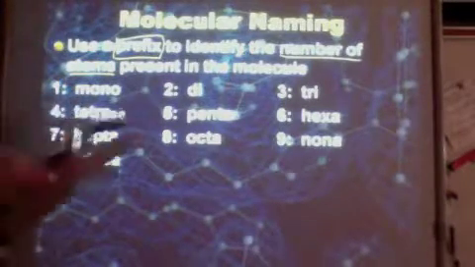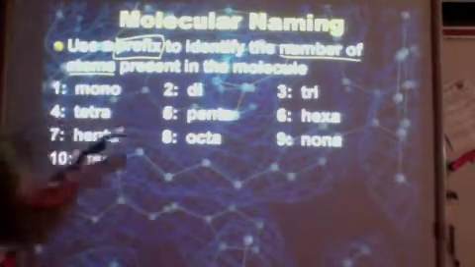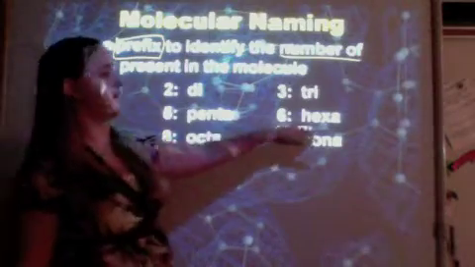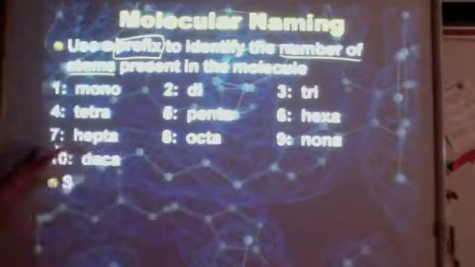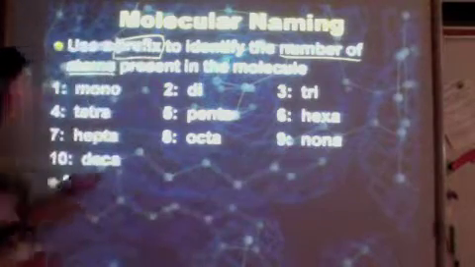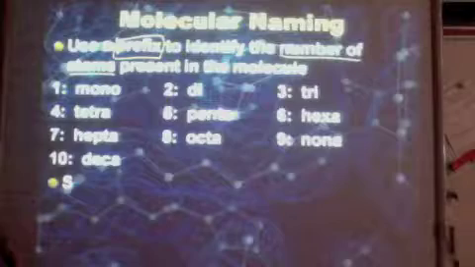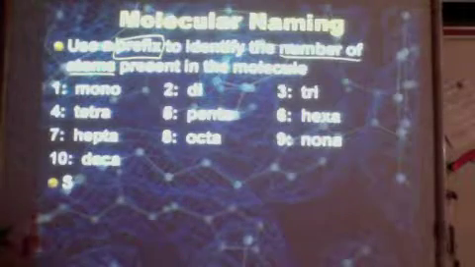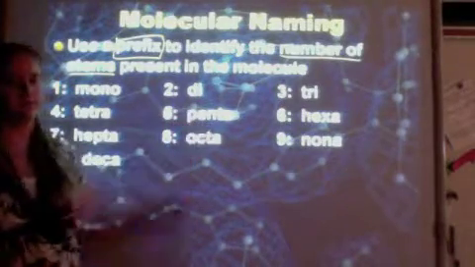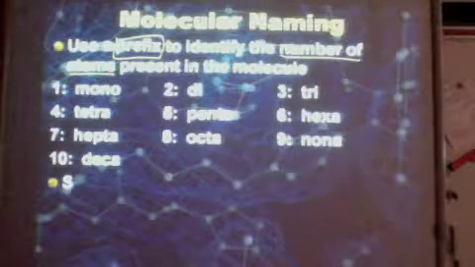Mono, 1, di, 2, tri is 3, tetra, 4, penta, 5, hexa, 6, hepta, 7, octa, 8, nona, 9, deca, 10. So if I said I had 5 hydrogens, you would use penta. Okay, and if they're blurry up here, they're in your notes. Just look down.